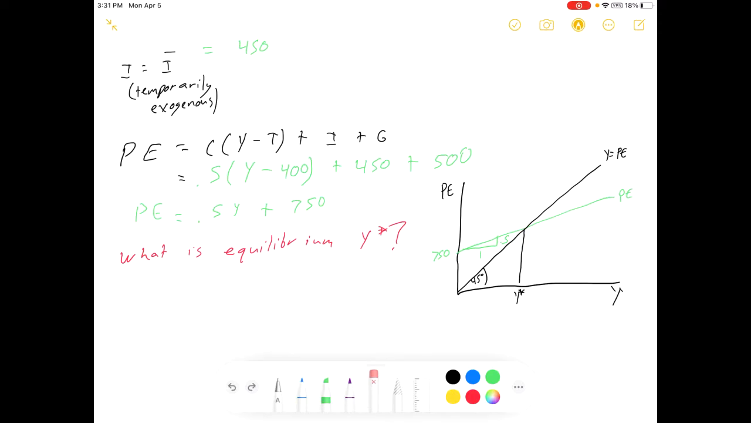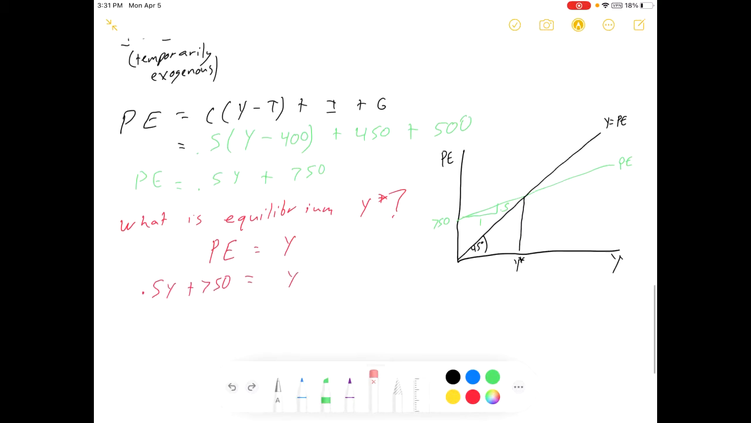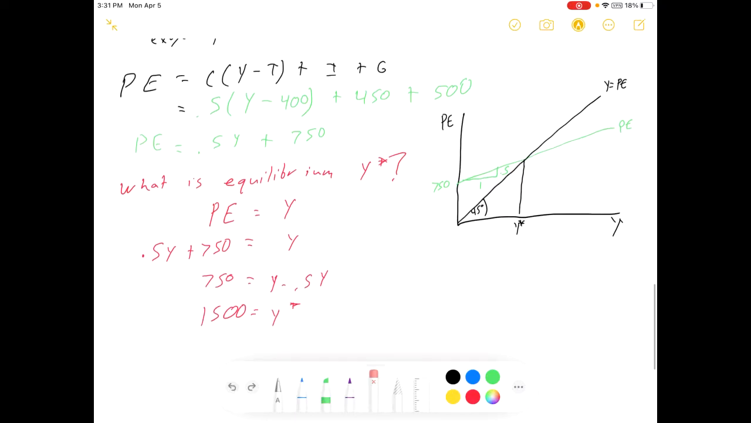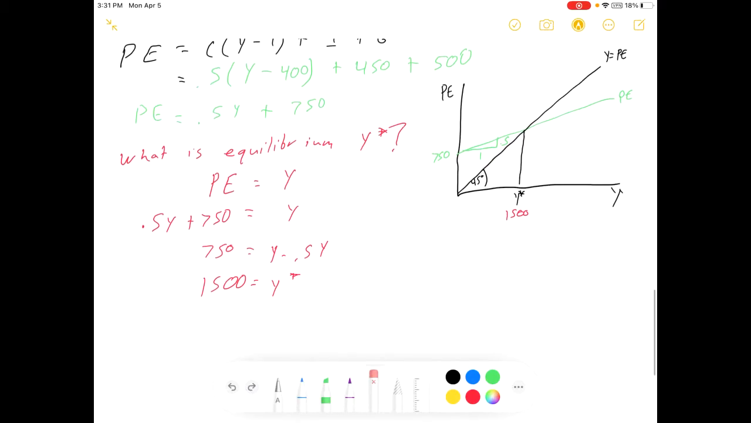All right, so what is the equilibrium Y star? Well, that's where PE equals Y. We've shown it on a graph. How do you solve for it? You just set the PE equal to Y. We solve for the planned expenditures, set it equal to Y, solve for Y, and in this case we get 1500. There we go, equilibrium Y.